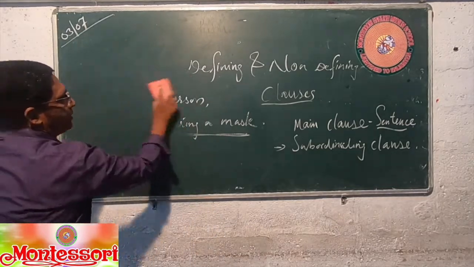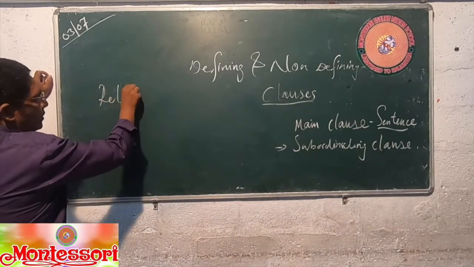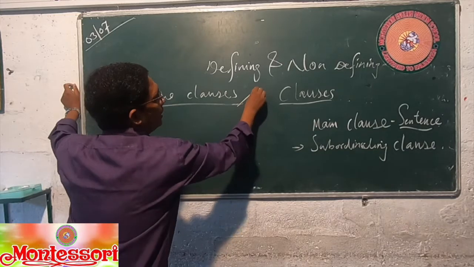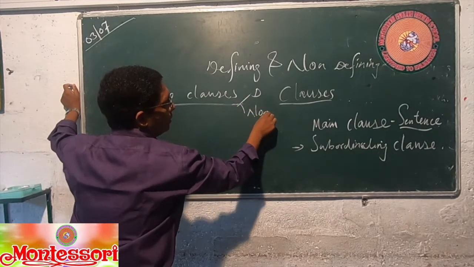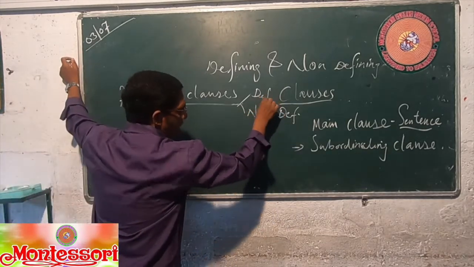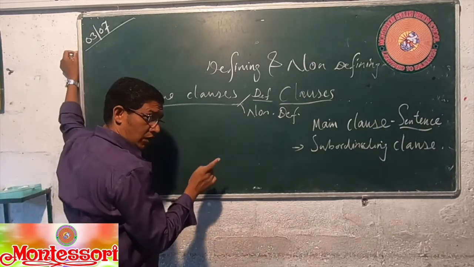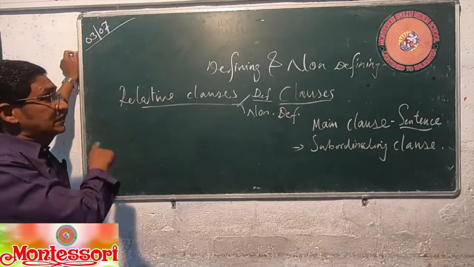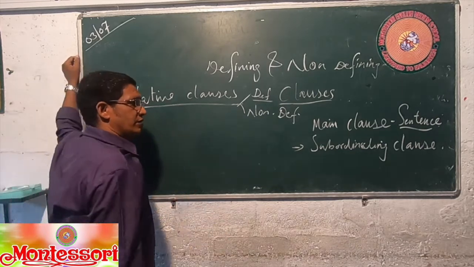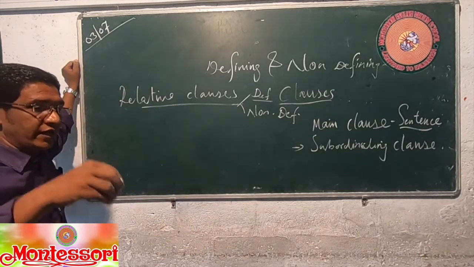Now, these relative clauses are of two types. That is what we are going to deal with right now. Relative clauses are of two types: defining clause and non-defining clause. Now, what is a defining clause and what is a non-defining clause? This is very easy. If the clause defines the subject or the object, it is a defining clause. Then what is a non-defining clause? A non-defining clause is one that does not define but adds extra information.